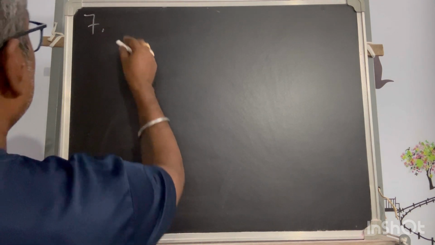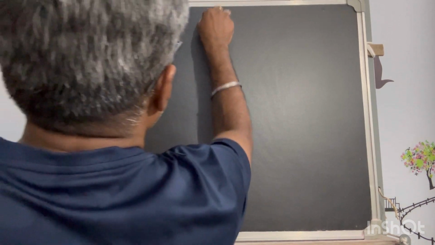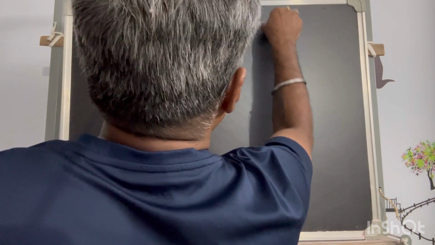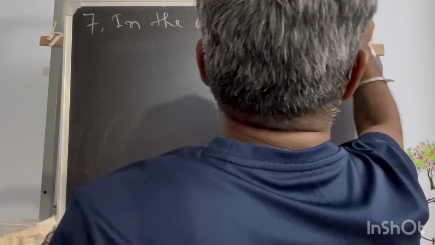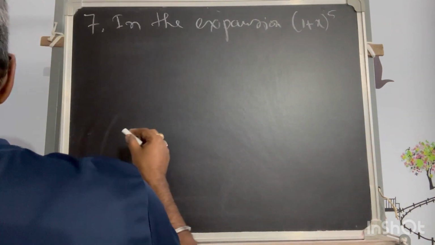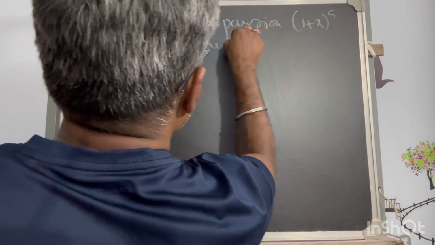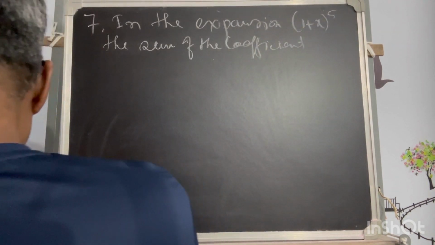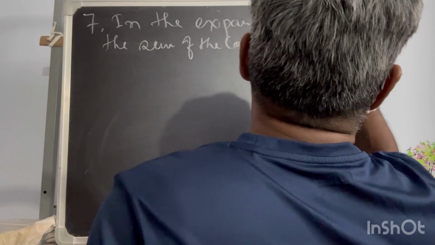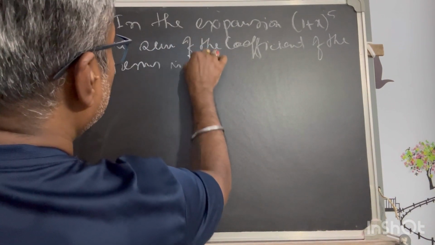So the next is expansion. Okay. In the expansion of 1 plus x whole to the power 5, the sum of the coefficients of the terms is how much. So you have to find.